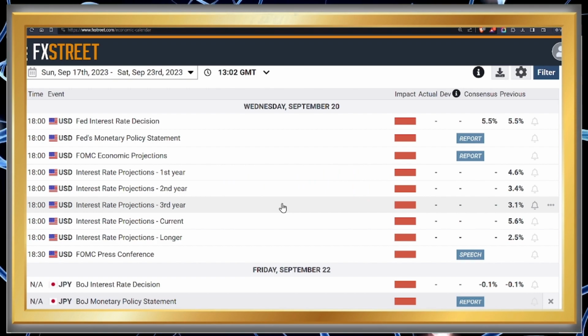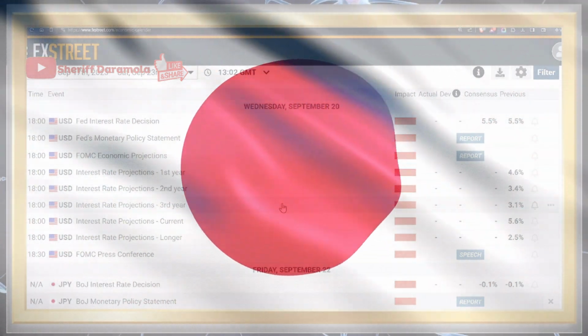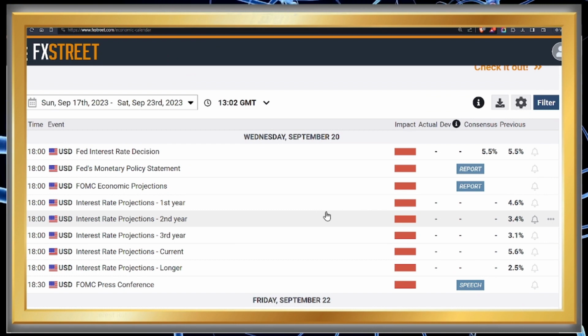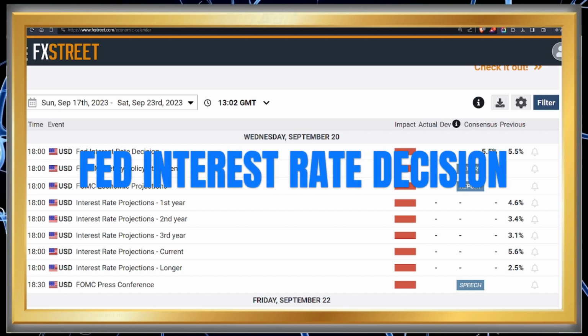So on the economic calendar, we are going to be focusing on high impact events from both the United States and the Japanese economy. Now, the first high impact event for this week is coming in on Wednesday, September 20th, and that is the Fed interest rate decision.